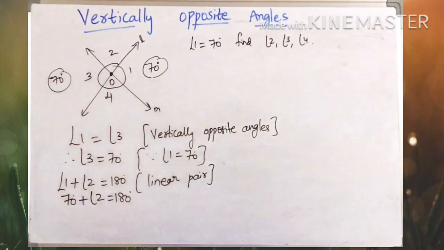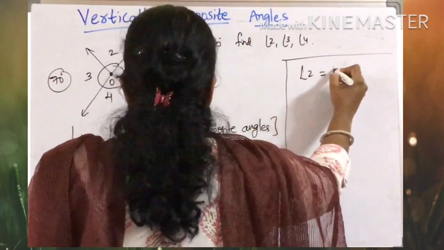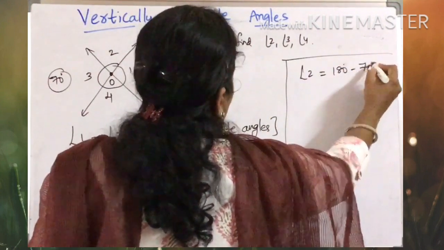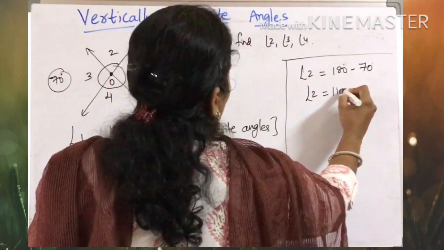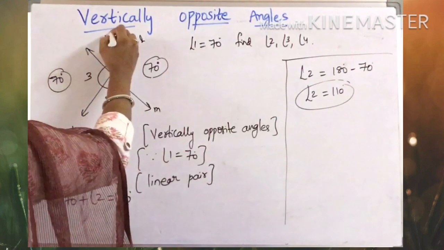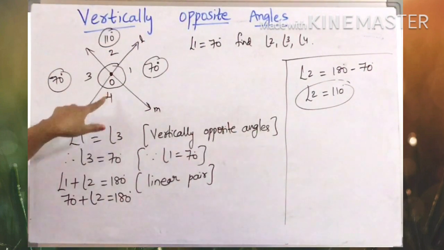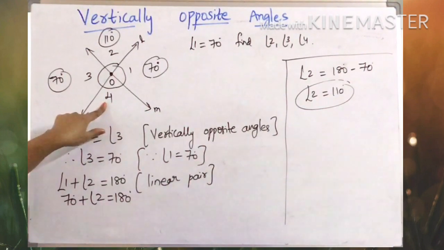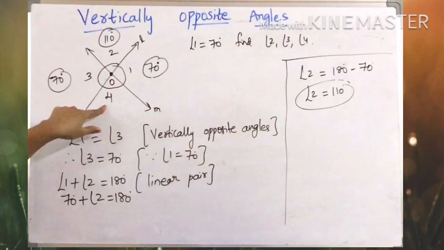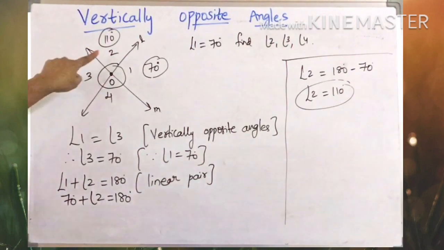Then what is angle 2 here? Angle 2 is nothing but 180 degrees minus 70. That is angle 2 equals 110 degrees. So you got angle 2 as 110 degrees. If you take angle 1 and angle 4 as a linear pair, you will get angle 4 as 110. Suppose you take angle 3 and angle 4 as a linear pair, here 4 is also 110. Anyway you will get the same. It is enough if you take one pair. Now you got angle 2 as 110.